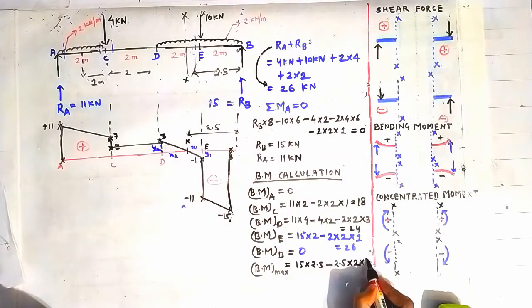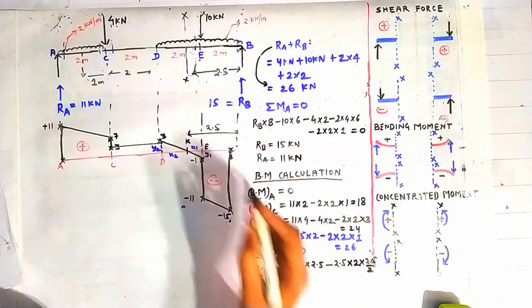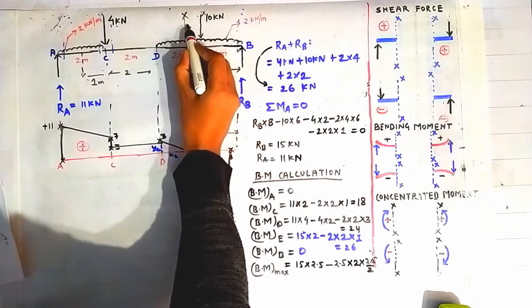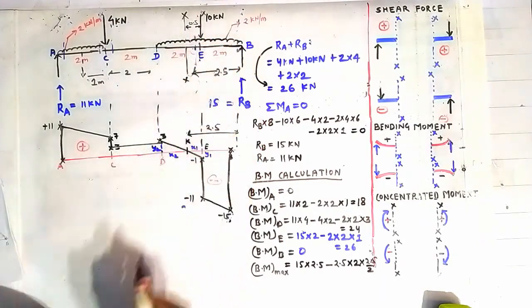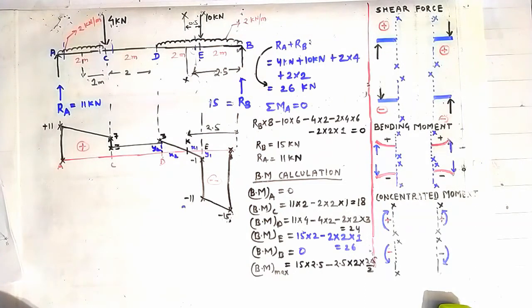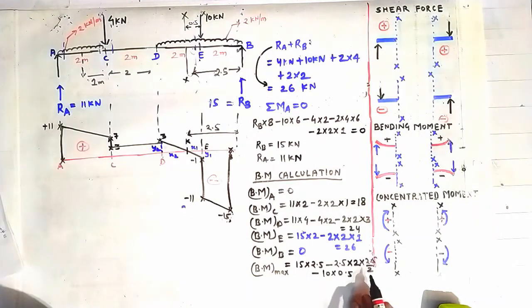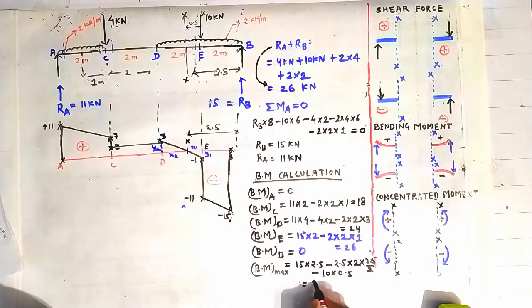So 2.5 divided by 2 from this section, and because of this load of 10 kilonewton, which is acting at a distance of 0.5 from this section XX, it will give us a bending moment which will be hogging in nature as 10 into 0.5. So when you compute all these things, the value of the bending moment comes out to be 26.25. So this is the maximum bending moment.